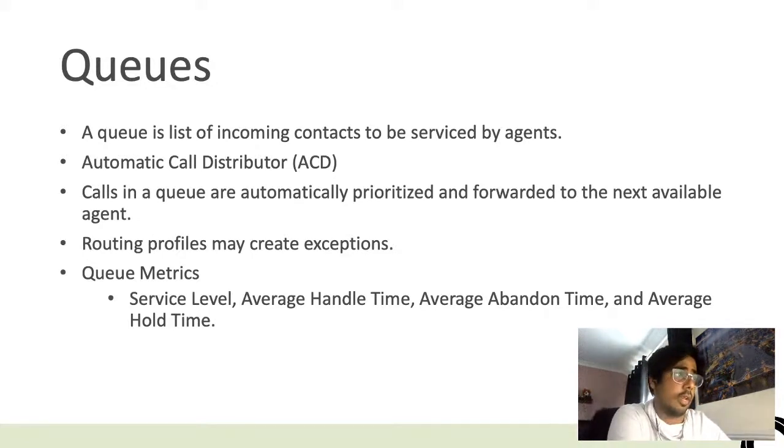It works on the basis of priorities, and priorities are set within the routing profiles. So you can set a queue or multiple queues in a routing profile, and it will prioritize them as you number them, and we will see that in the hands-on session today. Right before I jump into routing profiles, queues also have their individual metrics, so you can get service levels, average handle time, average abandon time, and average hold time.